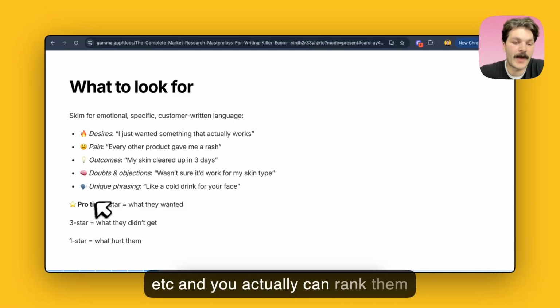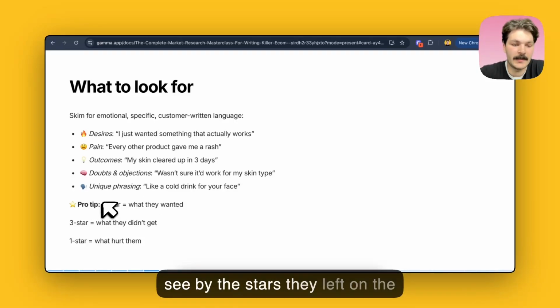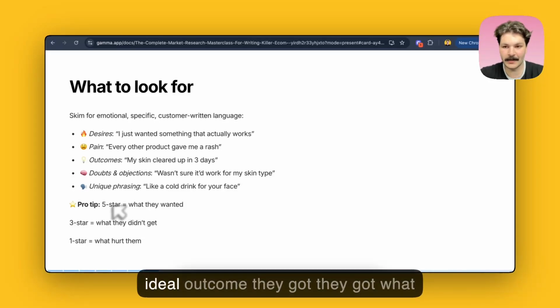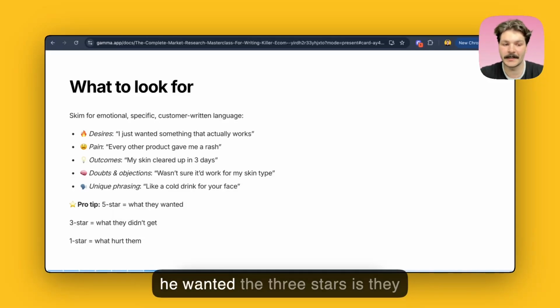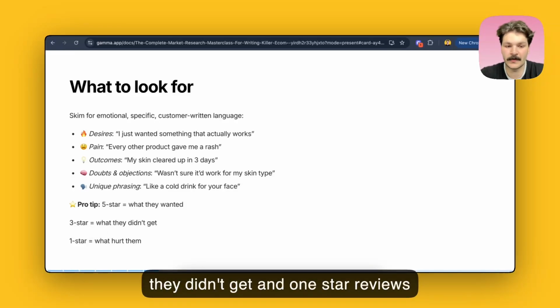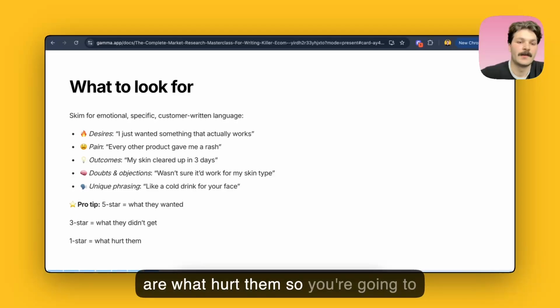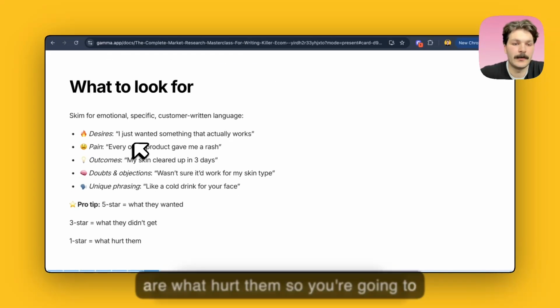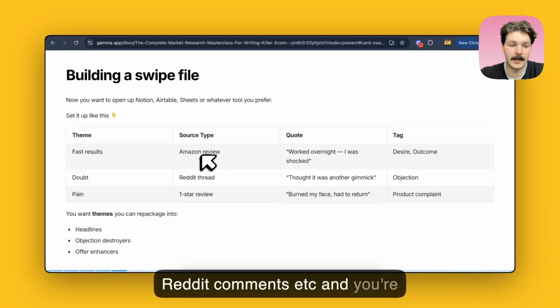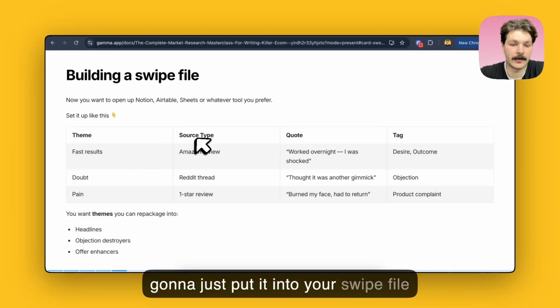You can actually rank them by the stars they left on the reviews. Five stars would be the ideal outcome: they got what they wanted. Three stars, they would probably mention something they didn't get, and 1-star reviews are what hurt them. So you're going to take all of these reviews and Reddit comments, etc., and put them into your swipe file.